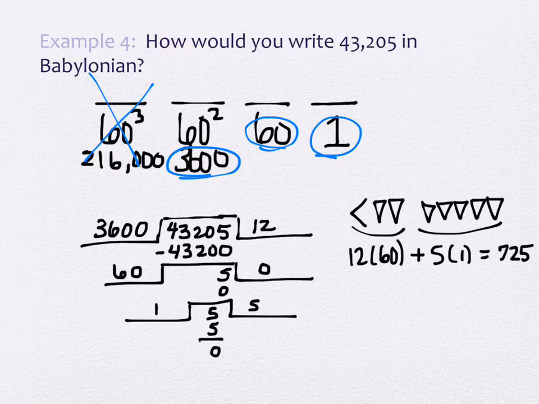12 60s plus 5 ones, I don't even have written down what that value is. 725, thank you. Or if there wasn't a space there, or you didn't see the space distinctly enough, you could look at this and think that this is the number 17. So is it 725? Is it 17, or is it 43,205? This is not good, right? Not very good at all.